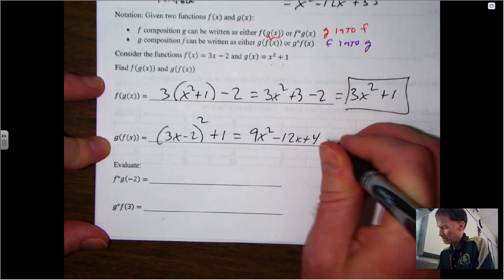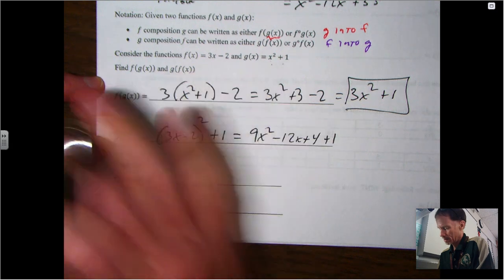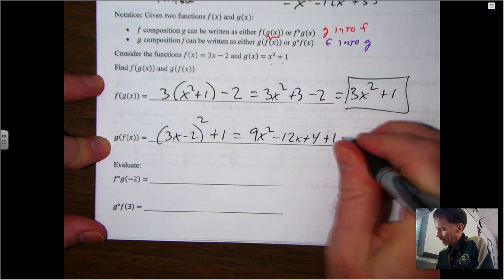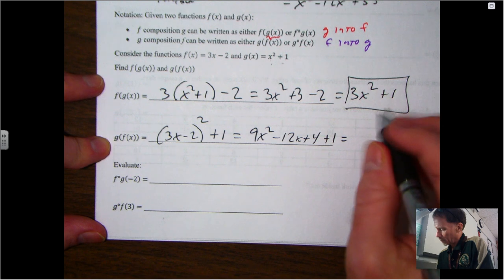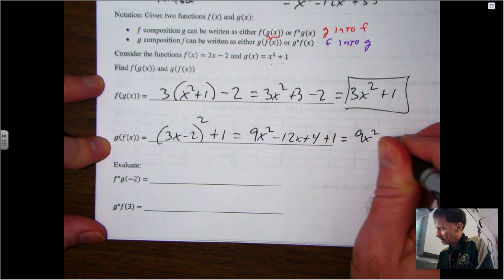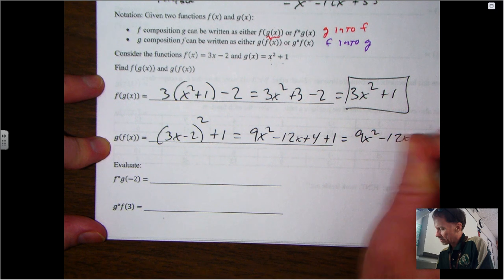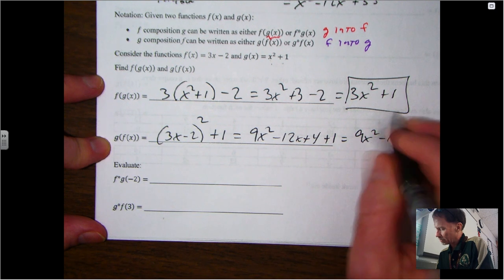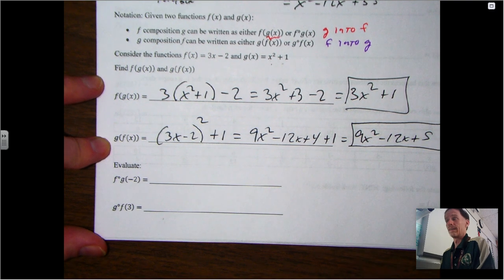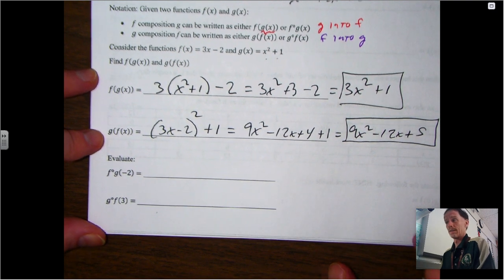And again, I'm doing that in my head, but obviously if you need to work that out on the box method or write it out FOIL, that is certainly okay. I'm just kind of working it out quickly to save time in the video. 9x squared minus 12x plus 5, just combining those last two terms. Okay, and that's really your composition. That's how you do that.